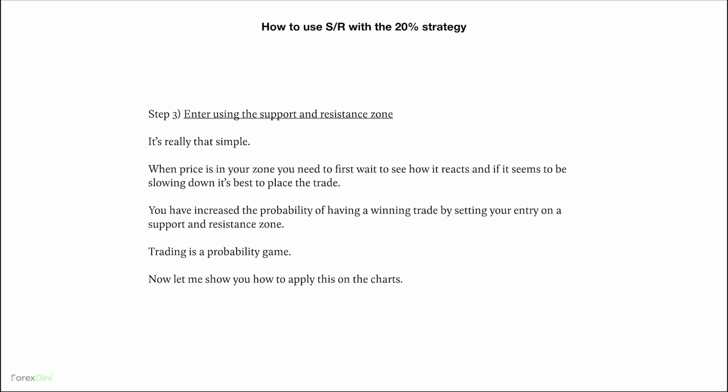And you have increased the probability of having a winning trade by setting your entry on a support and resistance zone. Remember, trading is a probability game. Now let me show you how to apply this on the charts.